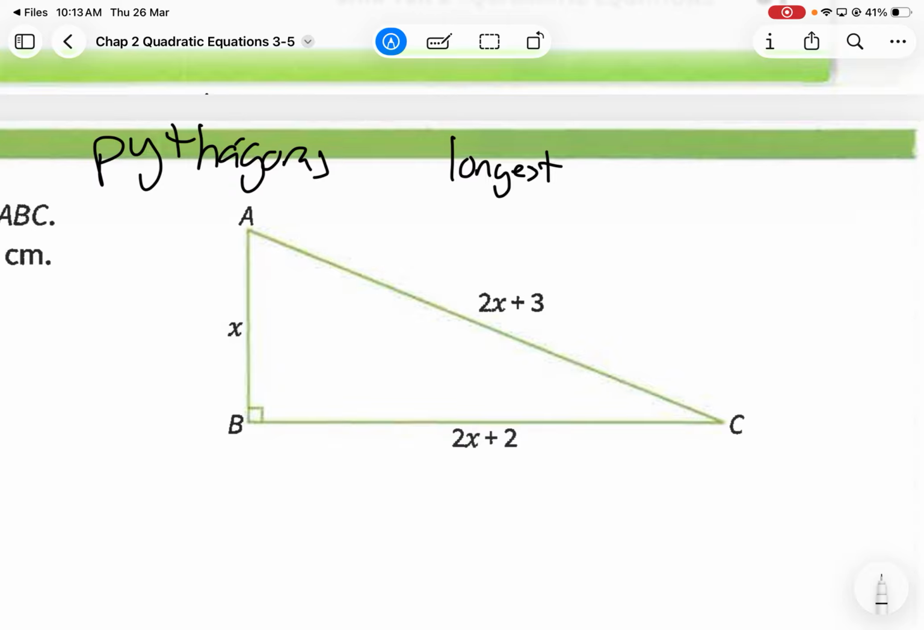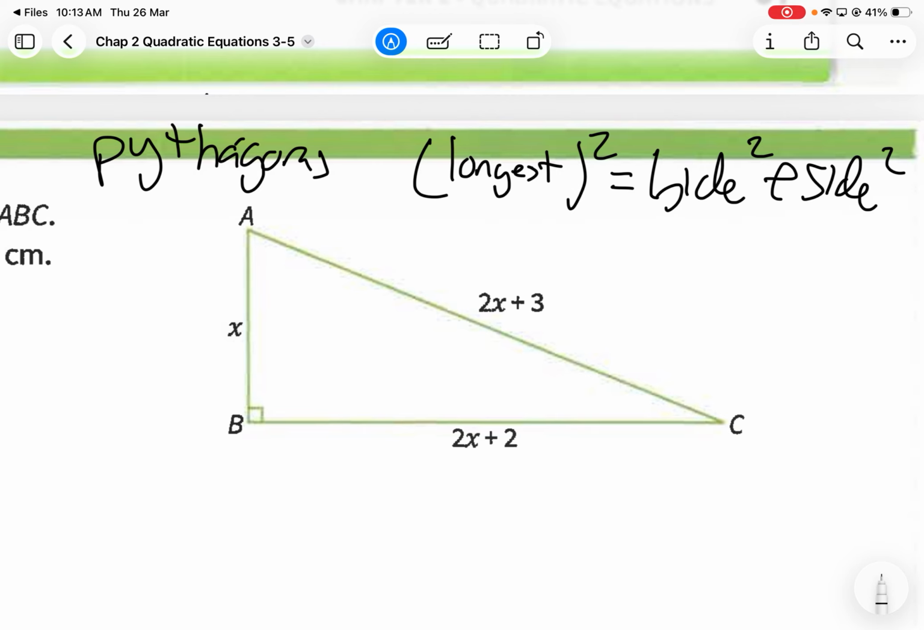Okay. So what is important is actually I don't really remember the A, B and C one. I remember it by the longest side. If I square it, it is equal to the other two sides, squared and added together.